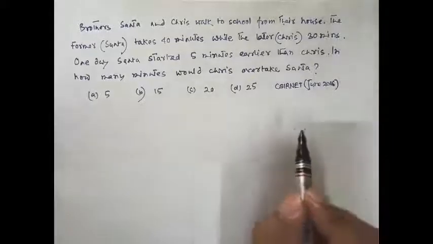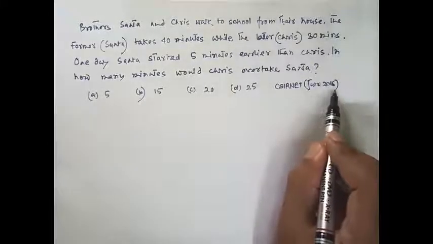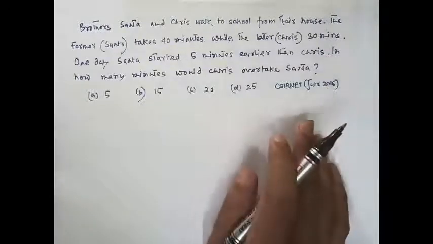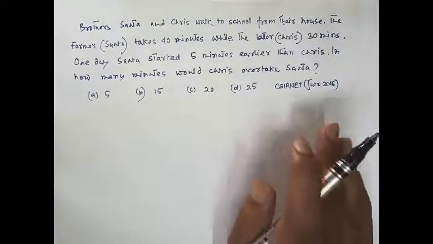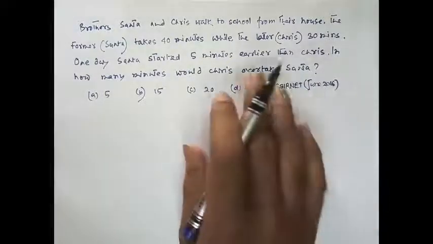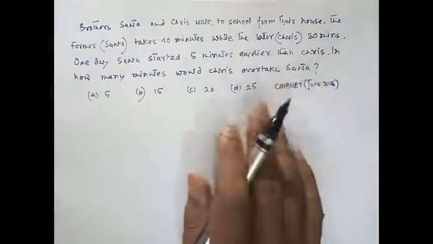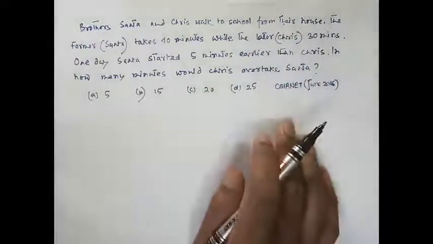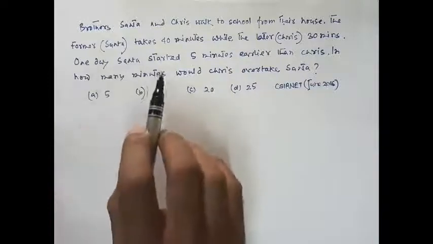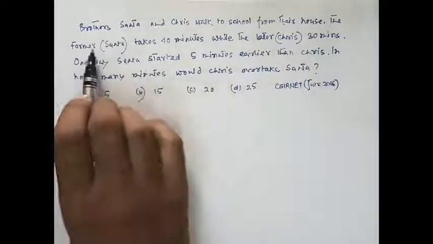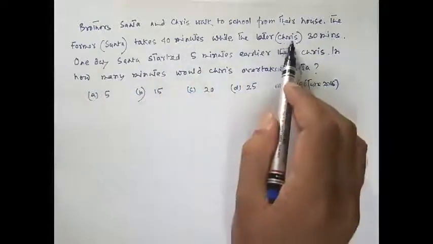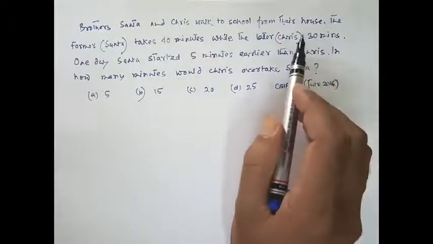So this question was asked in CSIR NET 2016. This is a question from relative velocity, a very good application of relative velocity. So what is given in the question? Let us see. Two brothers, Santa and Chris, walk from house to school. When they start from house to school, Santa takes 40 minutes to reach school and Chris takes 30 minutes to reach the school.